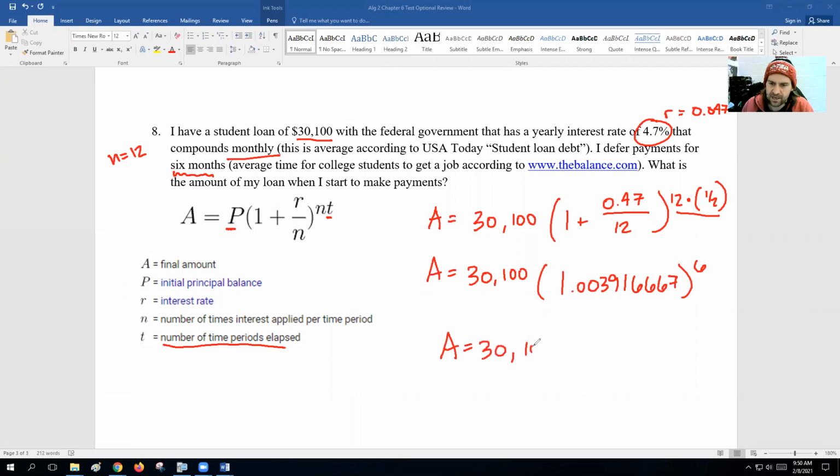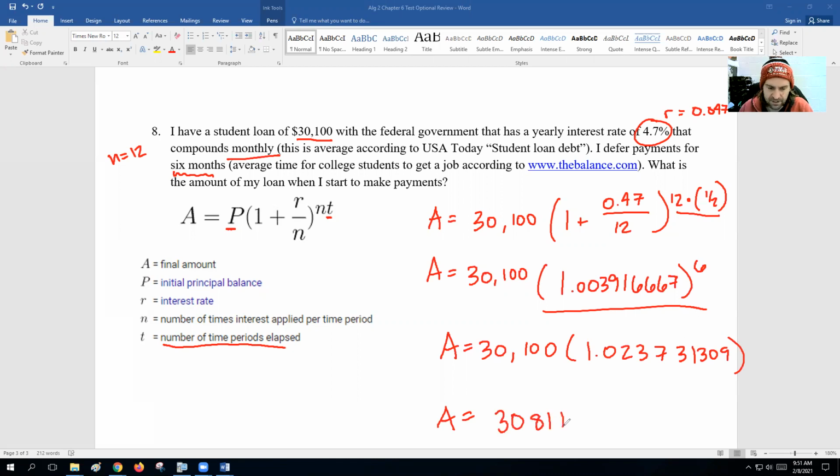All right, so what we want to do next is take that decimal to the 6th power. So in the calculator, I'm just going to do to the 6th power. We get 1.023731309. And we're going to times that by the $30,100. And so the entire amount of the loan is $30,814.31. Not too bad. So $700 more because we couldn't pay it up front.